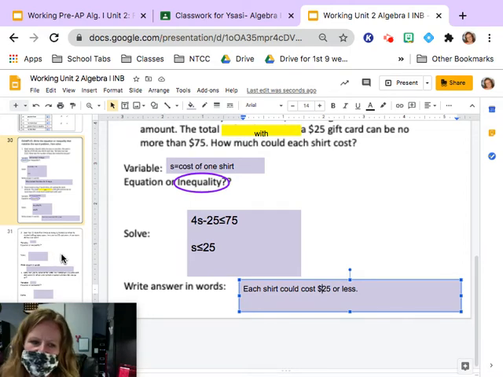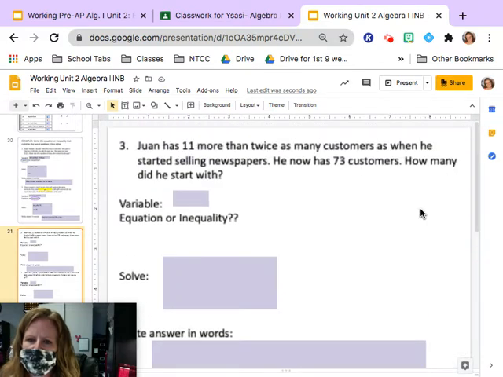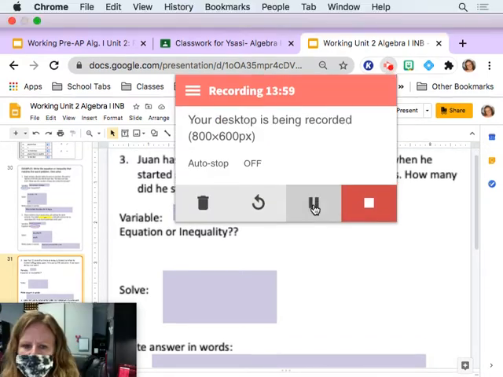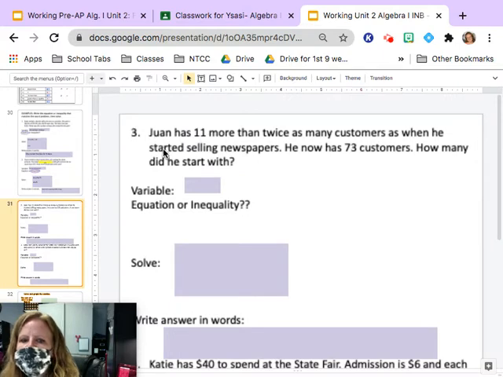Okay, let's move on to the next two problems. Go ahead and look at these, see if you can come up with the equation and variable. I'm going to give you a few minutes to work on it on your own. I'm going to pause it. Okay, so let's see how you did on this.